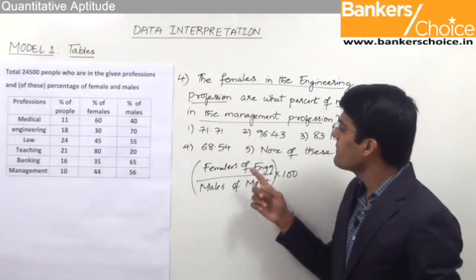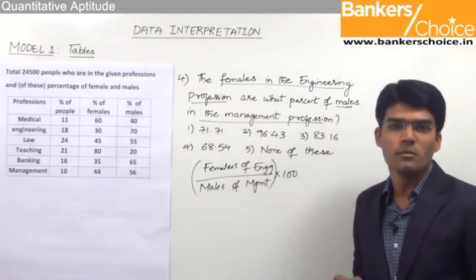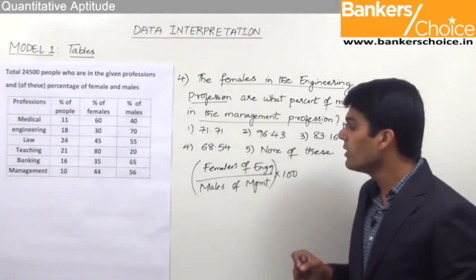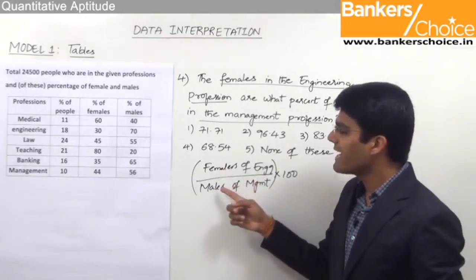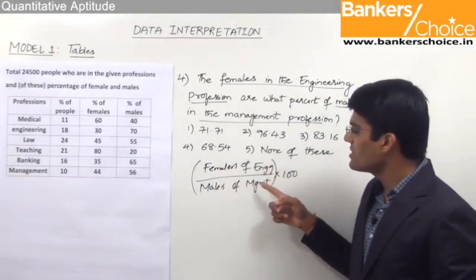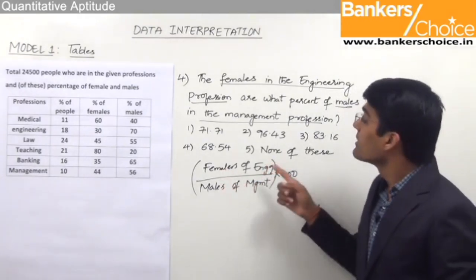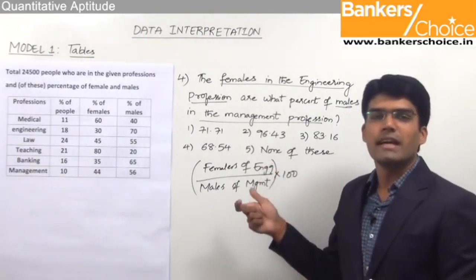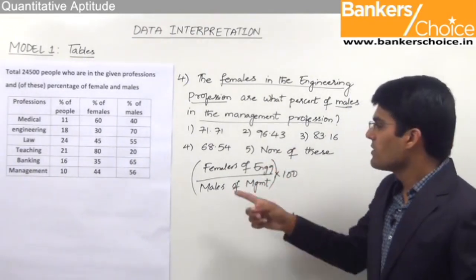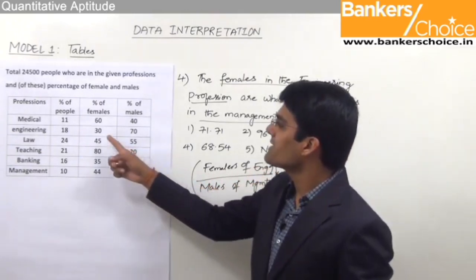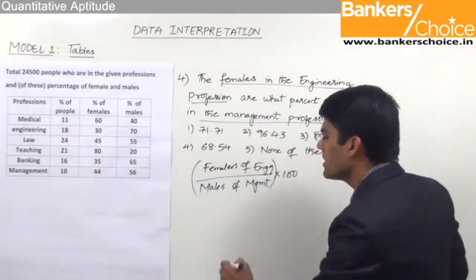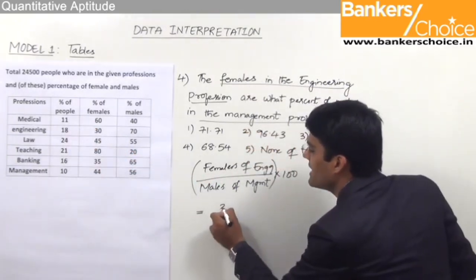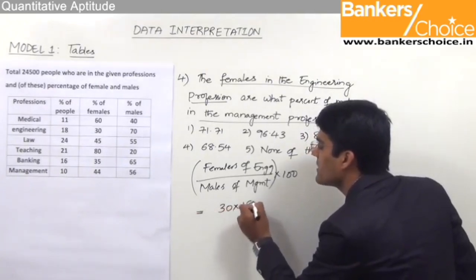So here, as 24,500 gets cancelled in the numerator and denominator, let us concentrate only on the percentages for females and males of the professions engineering and management respectively, and the percentage of people in these 2 professions. Why? Because these are the only values that will affect the answer. So females of engineering can be taken as 30 into 18. Let us not even take those percentages. Why? Because anyway that percentage gets cancelled in numerator and denominator.